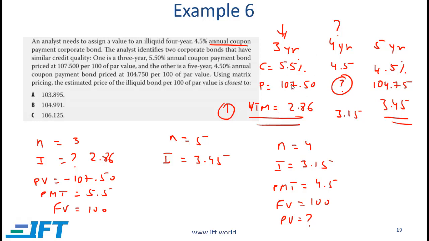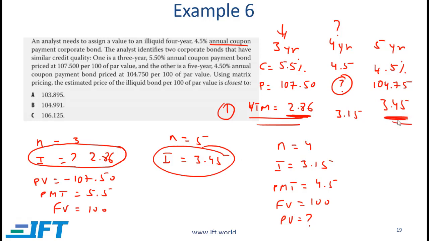Given that the bonds are annual, we use N is equal to 3 for the 3-year bond. The interest rate is what we need to figure out. PV is minus 107.5, that's the price. Payment is 5.5, that's the annual coupon rate, and future value is 100. When you plug in the numbers, you should get an interest rate of 2.86. This is the YTM for the 3-year bond. Use the same procedure to come up with the YTM for the 5-year bond. That is 3.45. The YTM for the 4-year bond is simply the average of these two numbers.